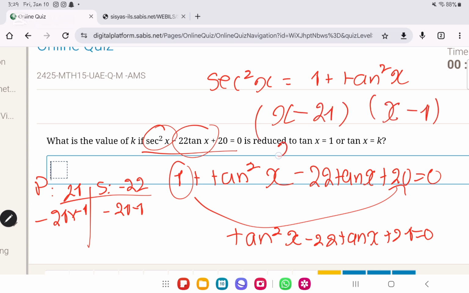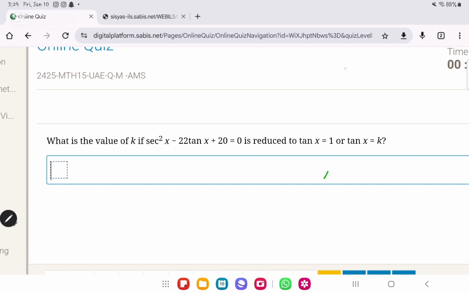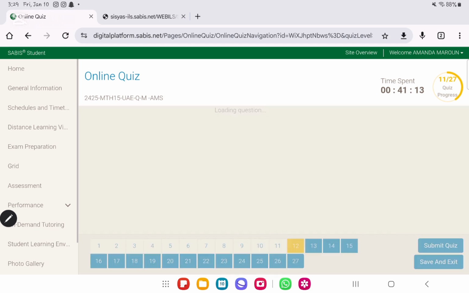Now, we do not keep it like this. We make it equal to 0. So x minus 21 is equal to 0, and x minus 1 is equal to 0. And we are going to get then x is equal to 21 and x is equal to 1. They gave us already that tangent x is equal to 1. So that means the value of k is the other answer, which is then 21.